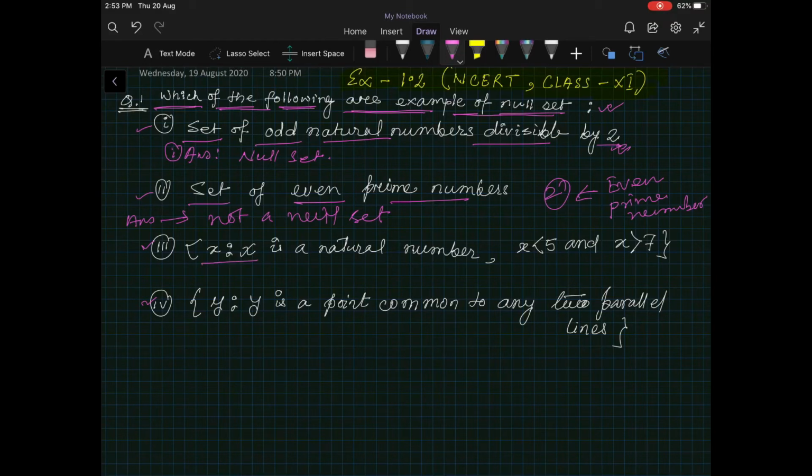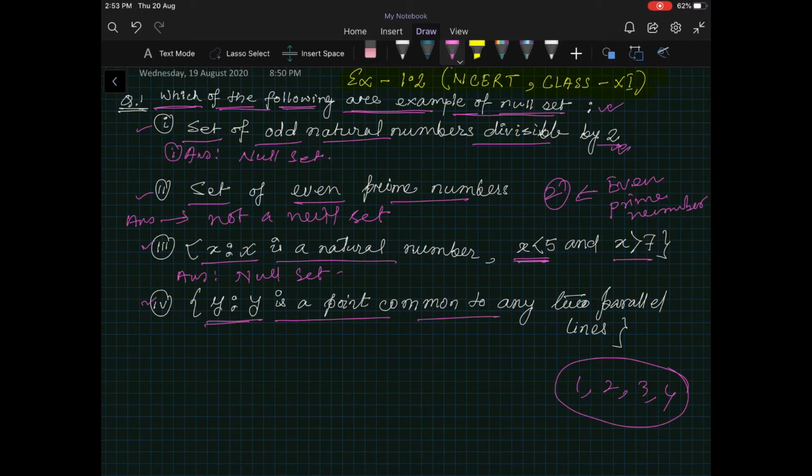The next one: x such that x is a natural number less than 5 and greater than 7. Any natural number less than 5, that is 1, 2, 3, 4, is not greater than 7, that's why it is also a null set. Next, y such that y is a point common to any 2 parallel lines. If these 2 lines are parallel, then they should not have any common point, that's why this is also a null set. So that's how we can answer question number 1.